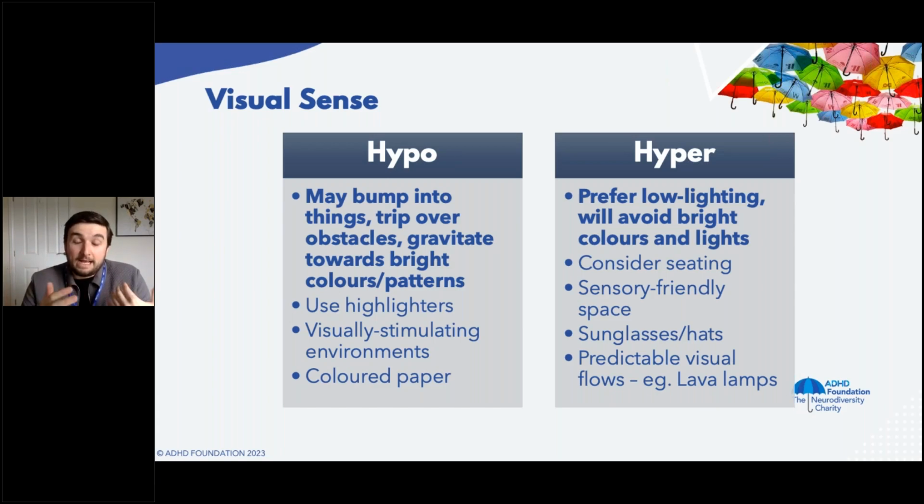So again, for them, think about where they're sat in the room. Maybe the front won't be the best place for them because maybe the board's really bright. Also think about where they're sat in terms of if they're directly under, you know, a fluorescent light, it might not be the best place for them. So think about the best place to sit them in the room.